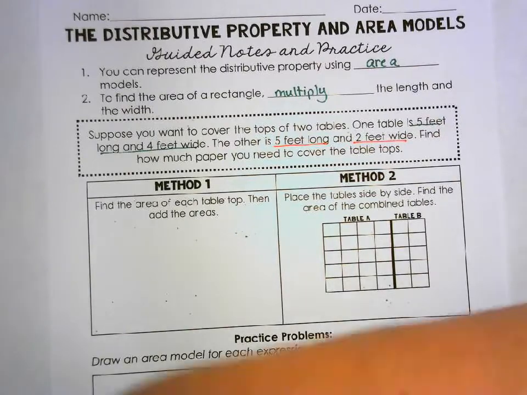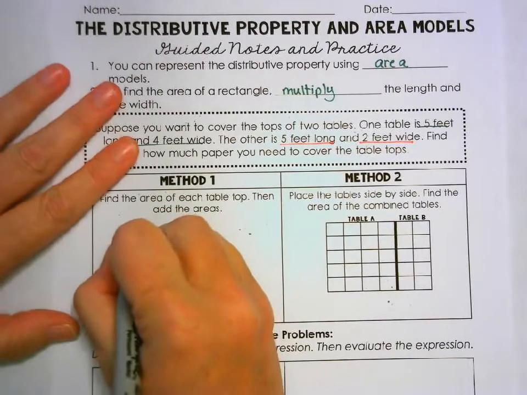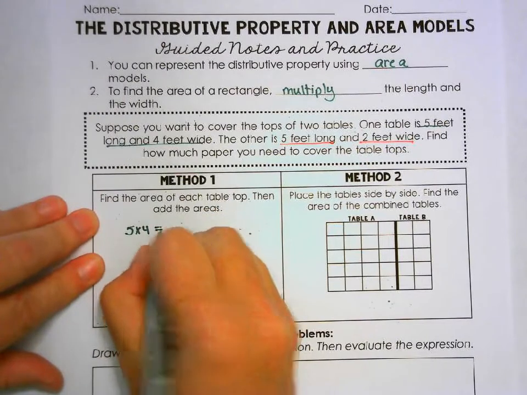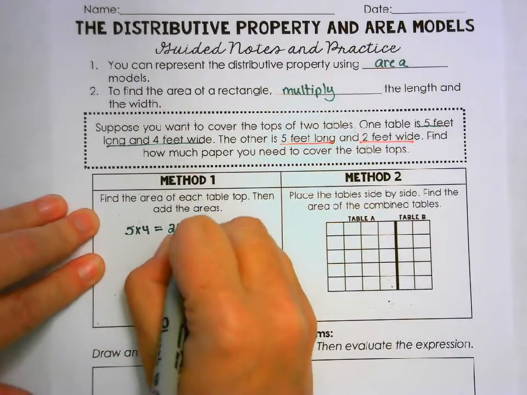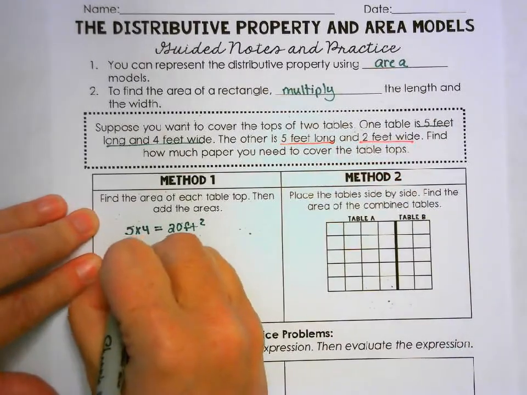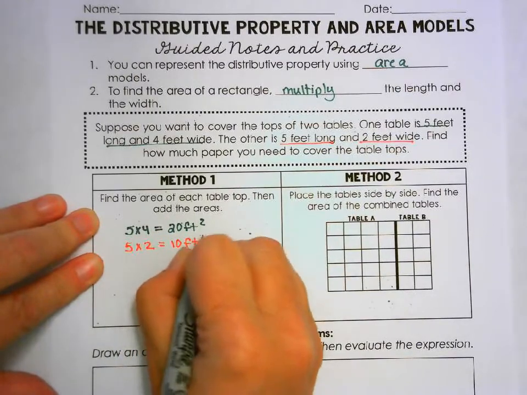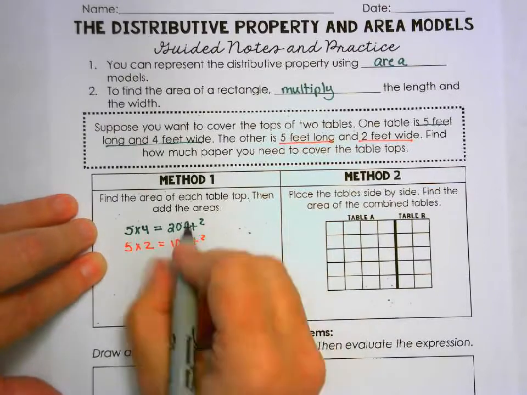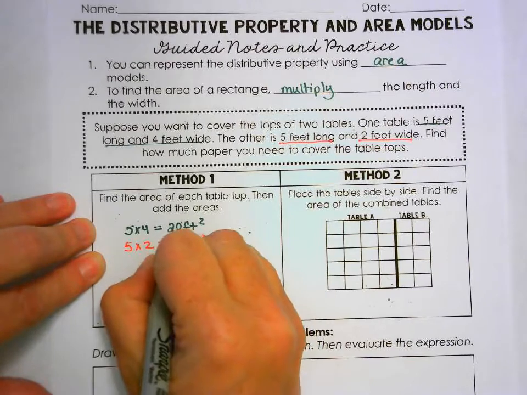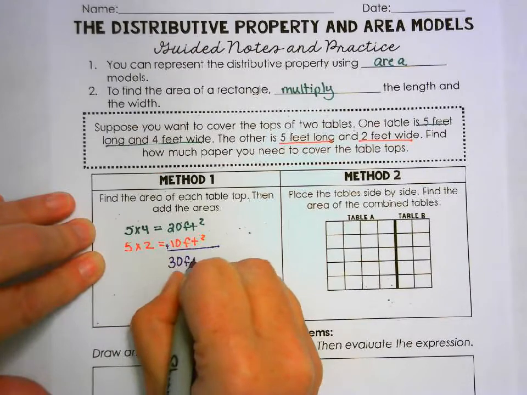So I can do this the old-fashioned way, and I can say one table is 5 times 4, and the area is 20 feet squared. The other table is 5 times 2 feet, which multiplies out to be 10 feet squared. To find the area of the 2 tables together, I would add the 20 feet squared to the 10 feet squared to get 30 feet squared.